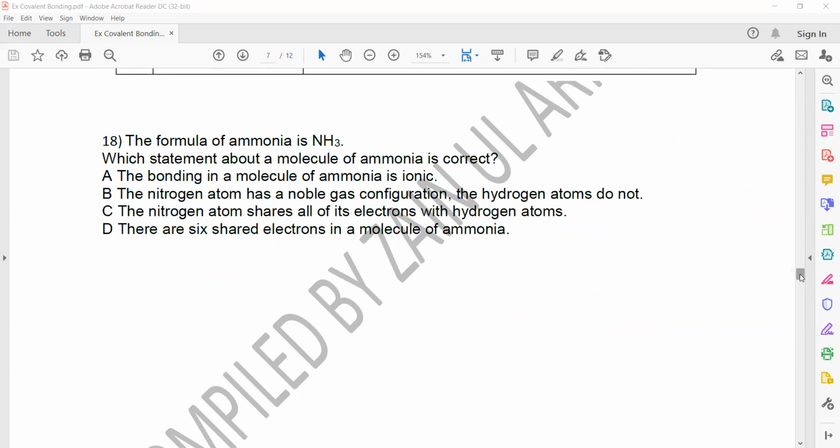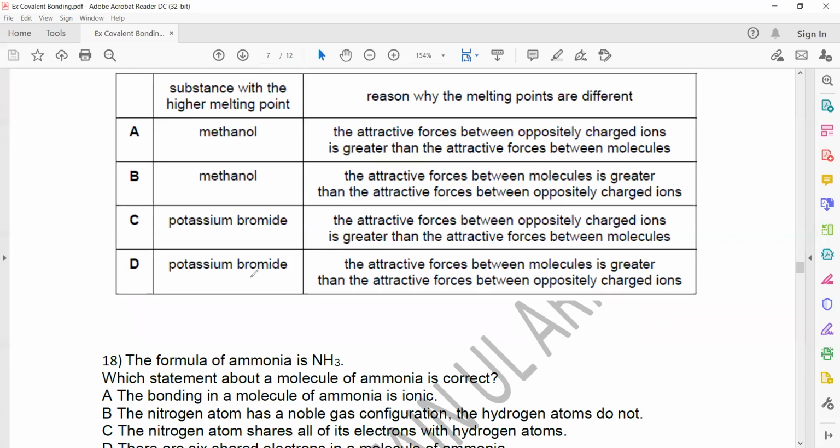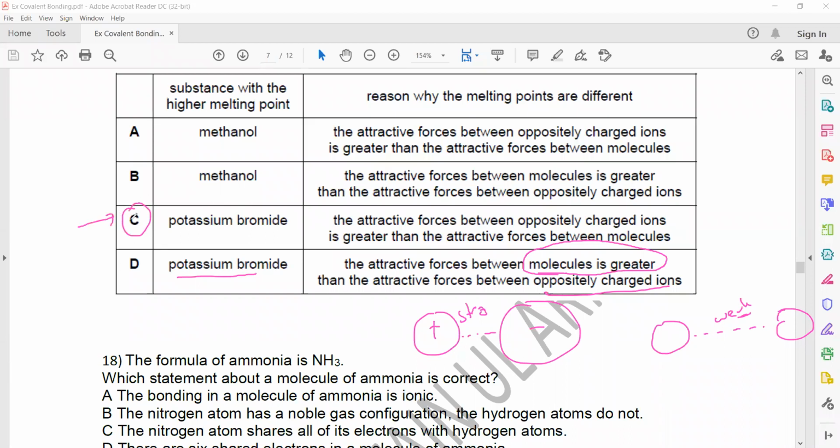Why can it not be D? Because they mention the higher melting point will be potassium bromide, but they mention the attractive force between molecules is greater. But the attractive force between molecules is always weaker as compared to the force between oppositely charged ions. Like if I have positive and negative charges, they have a strong force as compared to molecules. If two molecules are there, they will always have a weak force. But when I have ion charges, they always have a strong force of attraction. That's why C is the right answer.